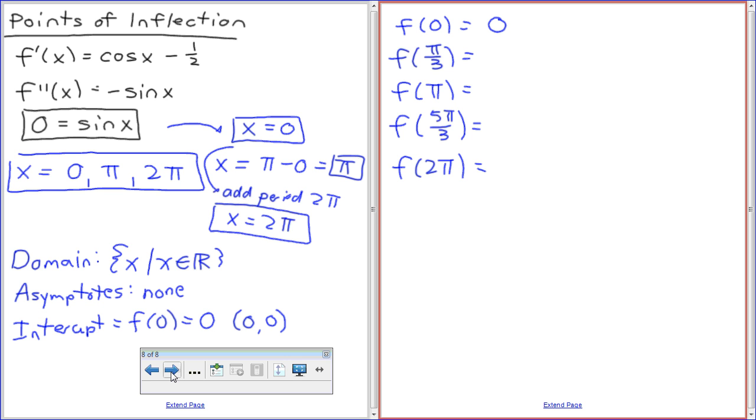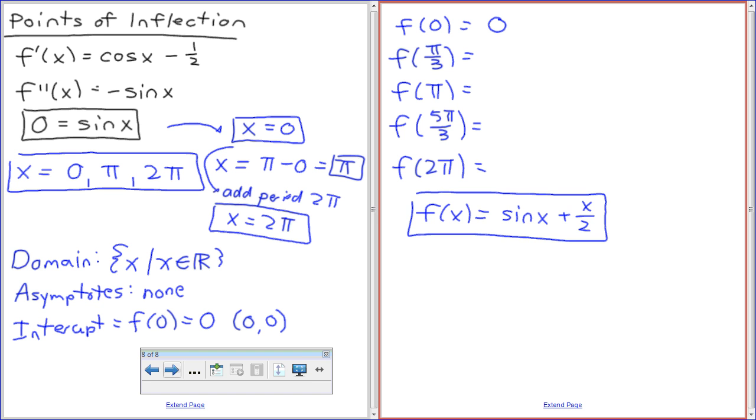No, this is the original function. So you're going to sub this into f of x equals, what was it, sine x plus x over 2. Is that right? Or minus x over 2, sorry. Wait, why did we assume there's no asymptotes again? Because there's no fractions in the question. But if that was like x to the 1 over x or something like that, then there'd be asymptotes, right?